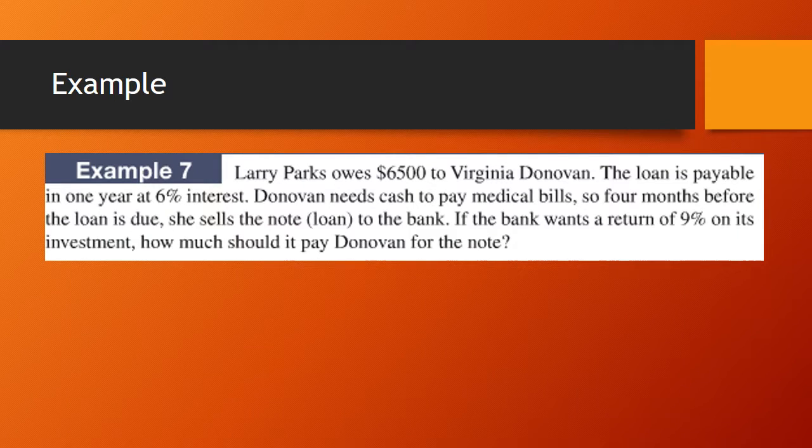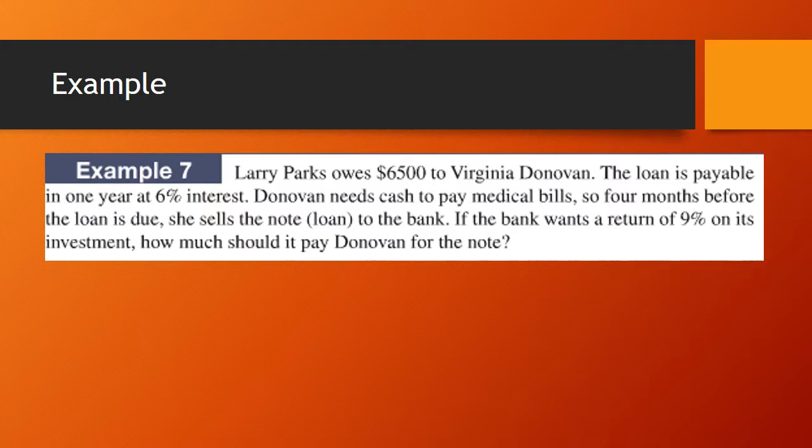This time we have Larry owing $6,500 to Virginia. It's payable in 1 year, and the interest rate is 6%. Virginia needs money to pay medical bills. So 4 months before the loan is due, she sells the note to the bank. The bank wants a return of 9% on its investment. How much should it pay her for the note?